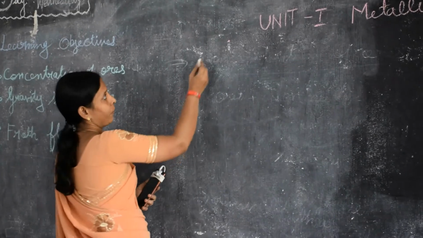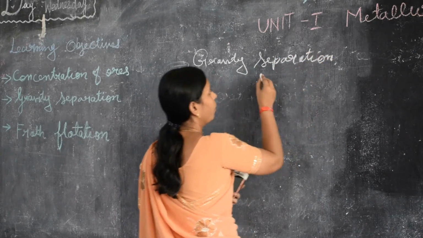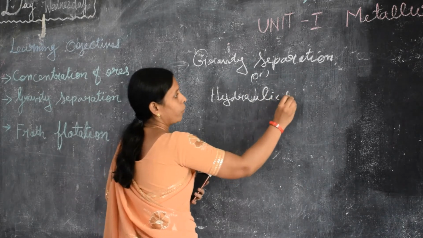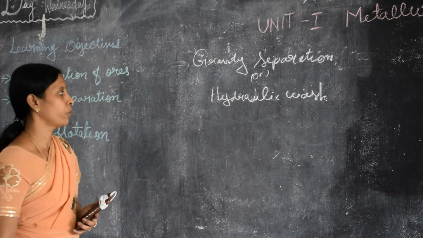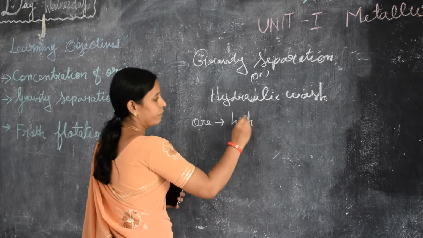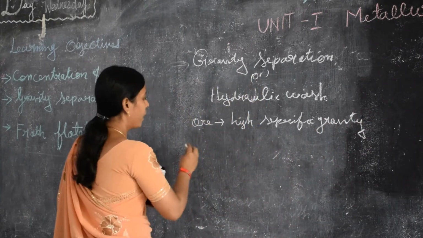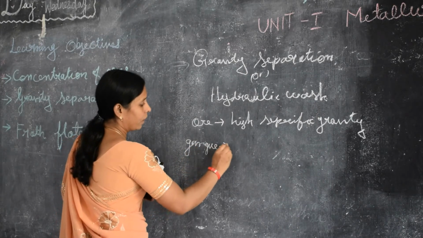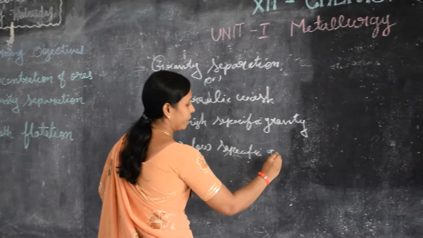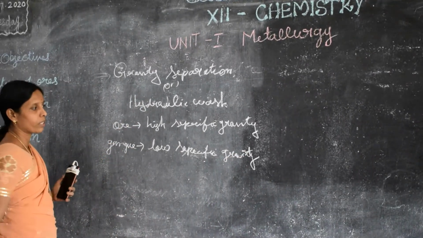Next topic, gravity separation or hydraulic wash. Generally, ores have high specific gravity and gangue particles have low specific gravity. So ores having high specific gravity and gangue particles having low specific gravity.